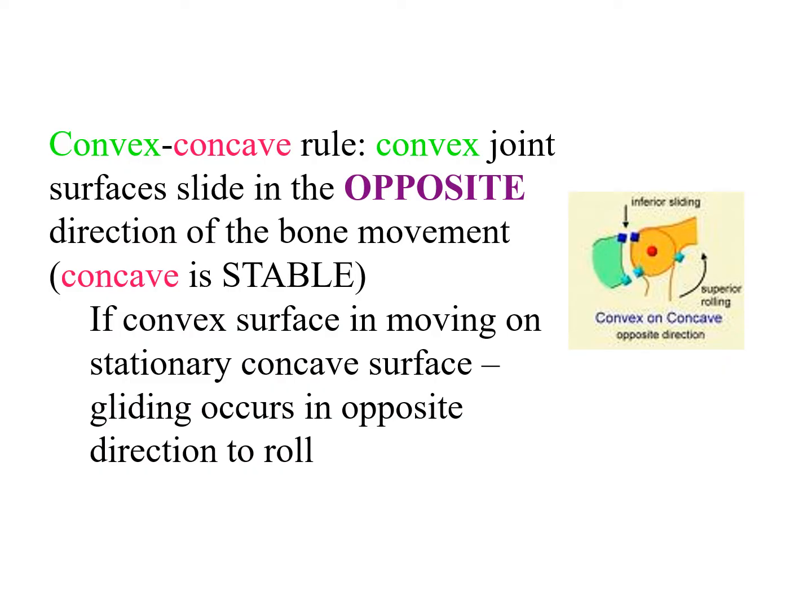So this is just to summarize that in the convex-concave rule, convex joint slides in the opposite direction to that of the bone movement and concave surface is stable here. So if convex surface moves on a stationary concave surface, gliding and rolling happens in the opposite direction.